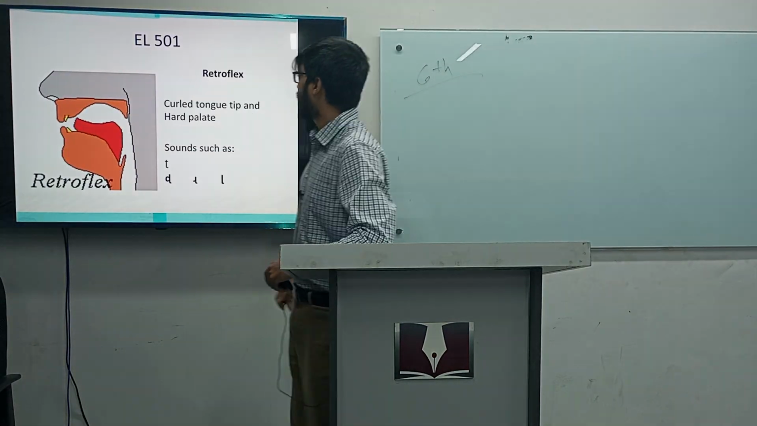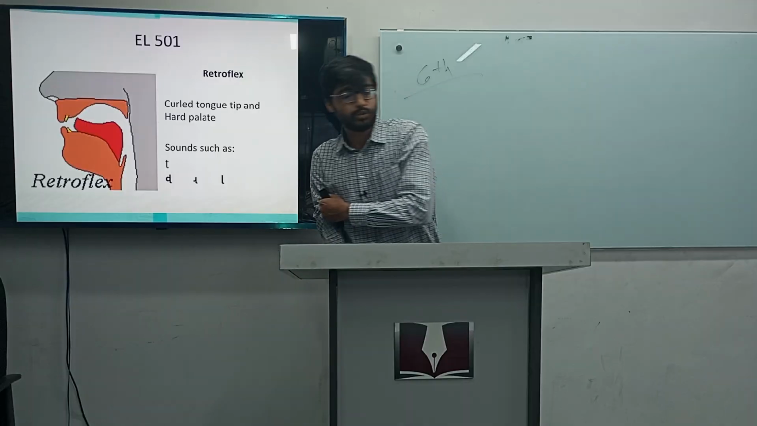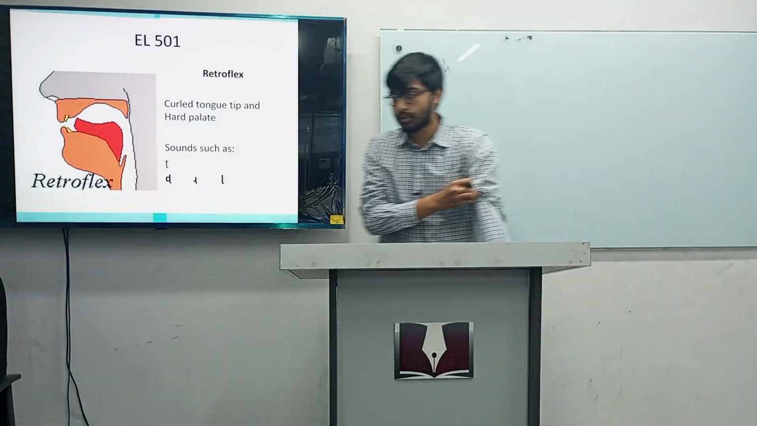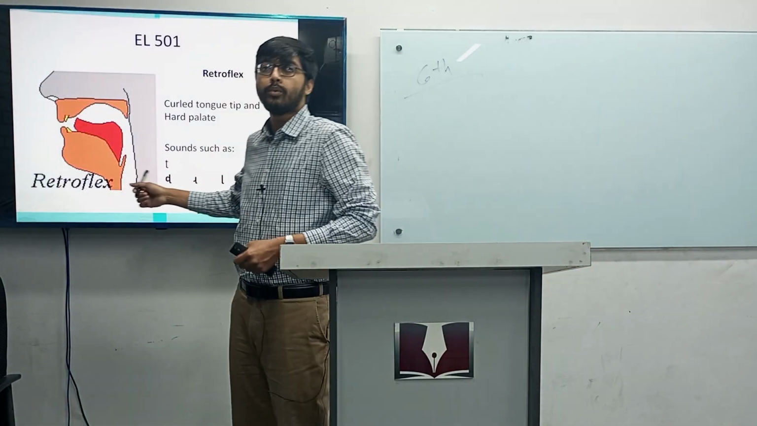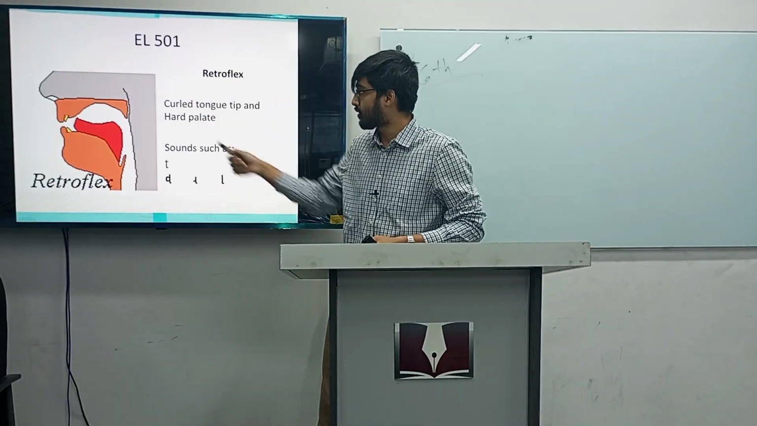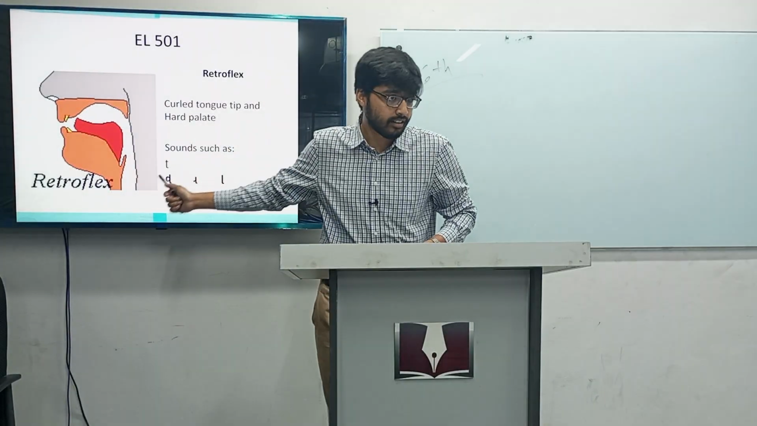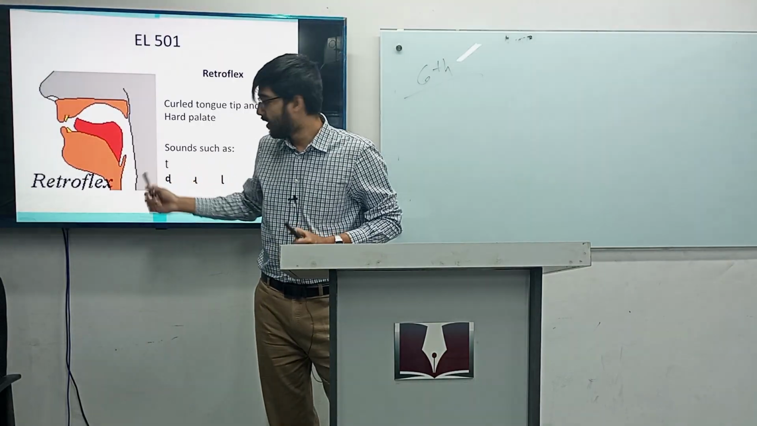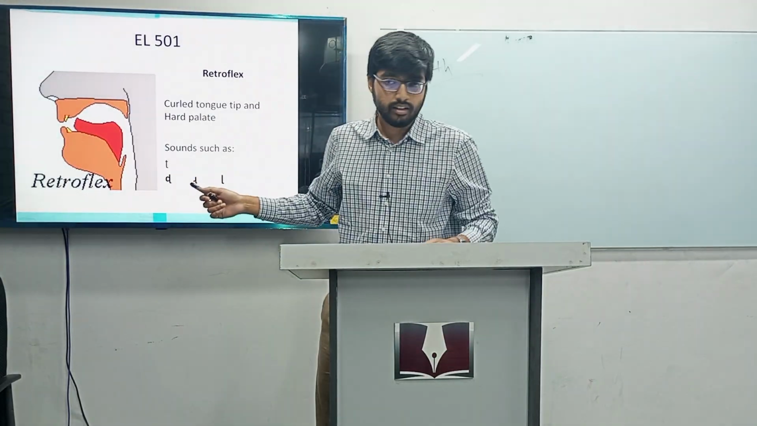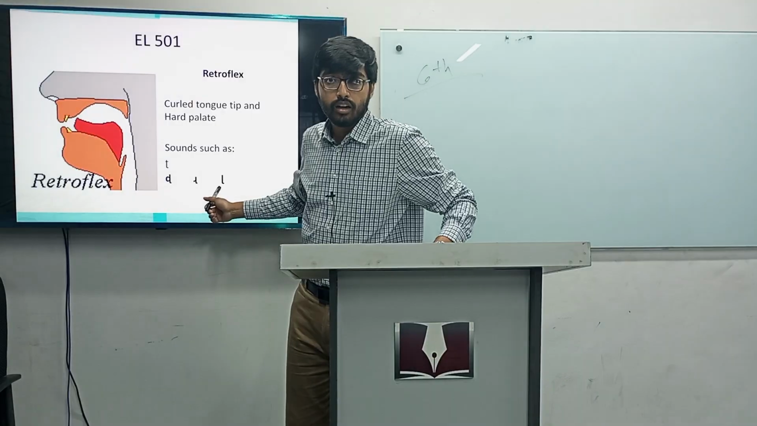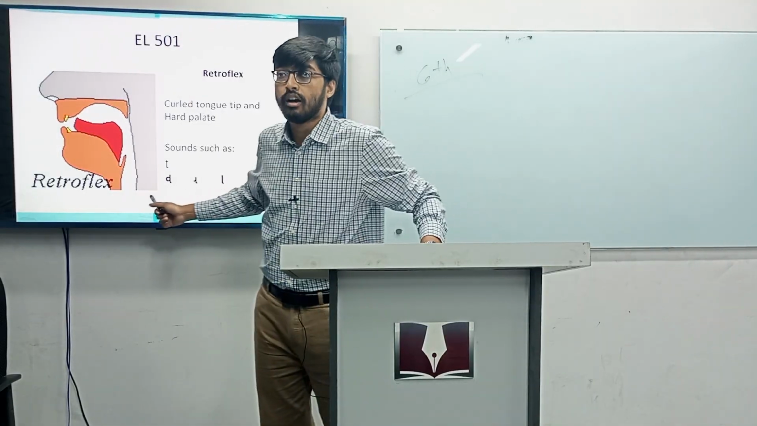So there are some retroflex sounds in English. We do not find it very easy to get that, but in Bengali we can find those retroflex sounds. Curl, tongue tip, and hard palate. Ta, ta, taka. See, this one is ta, this one is da, this one is la, and this one is ra.